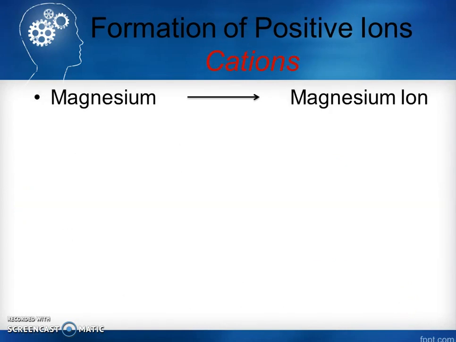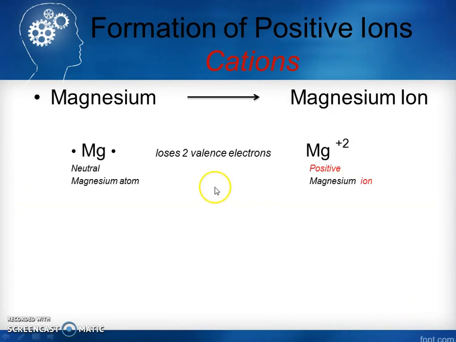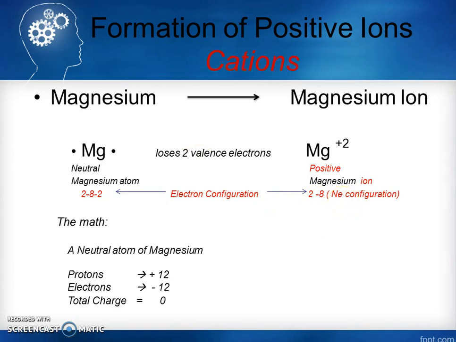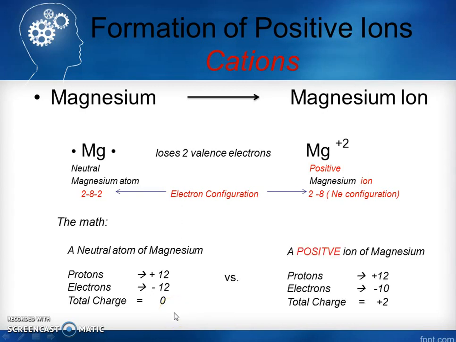Let's take a look at magnesium. Same thing. Magnesium has 2 valence electrons. It wants to lose those, and when it does, it has the configuration of neon, the next noble gas. The math? Well, 12 pluses and 12 negatives in a neutral atom leaves you with 0. As soon as you lose those 2 electrons, you only have 10 negatives, which leaves you with a +2.